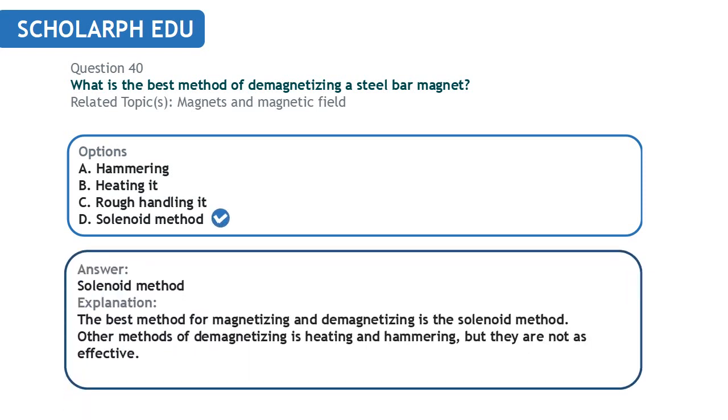The solenoid method is the best method for magnetizing and also for demagnetizing. And what happens is to demagnetize the magnet, the current is simply run through it in the opposite direction. That is, if in magnetizing it was run in the clockwise direction, then in demagnetizing it will be run in the anti-clockwise direction. The solenoid method is basically the best method for making a magnet, for magnetizing an object, for making it a magnet, and for demagnetizing it.